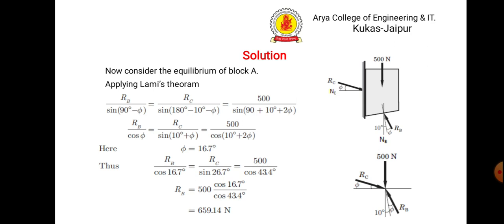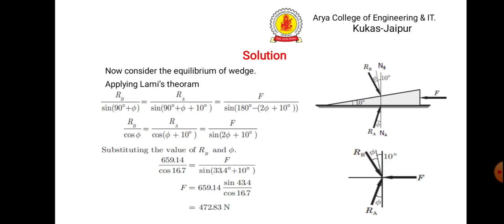Now we consider the wedge. For the wedge, the force is F, and the vertical reaction is NA, and it moves in the leftward direction. So NA with an angle of phi gives RA.